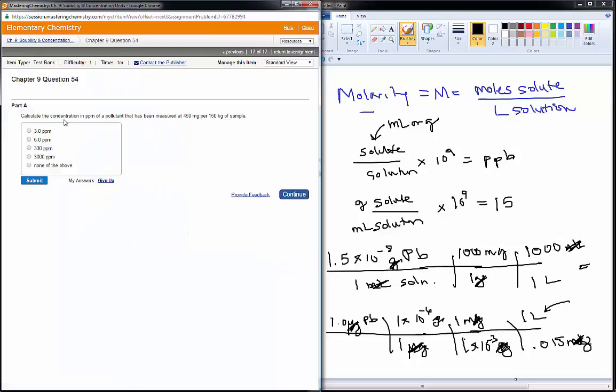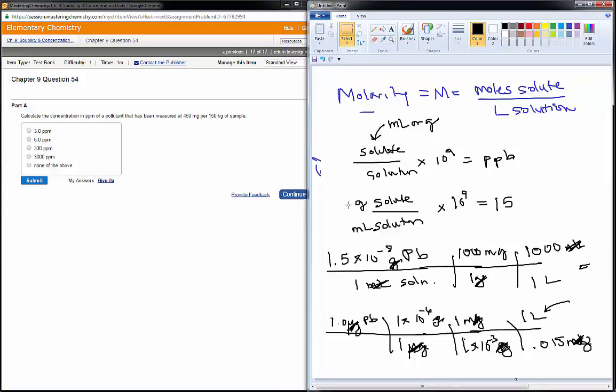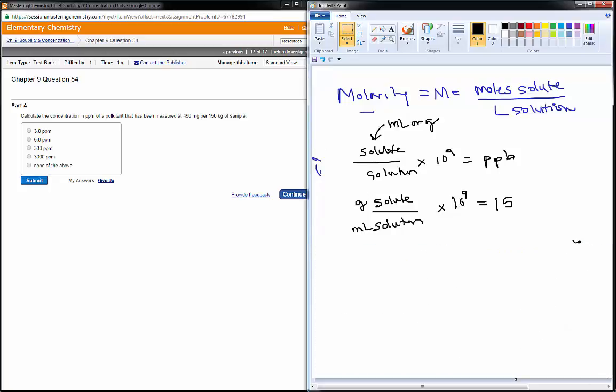All right, last problem, multiple choice. And again, this is the format you're going to see on the exam. What we've got: calculate concentration in parts per million of a solution that has been measured at 450 milligrams per 150 kilograms of sample. I have to convert to grams, and I have to convert to grams.